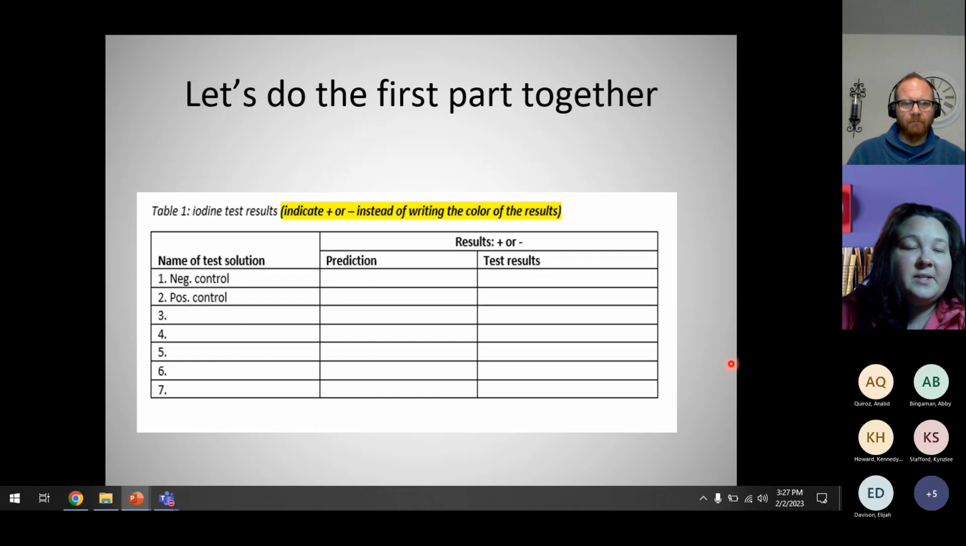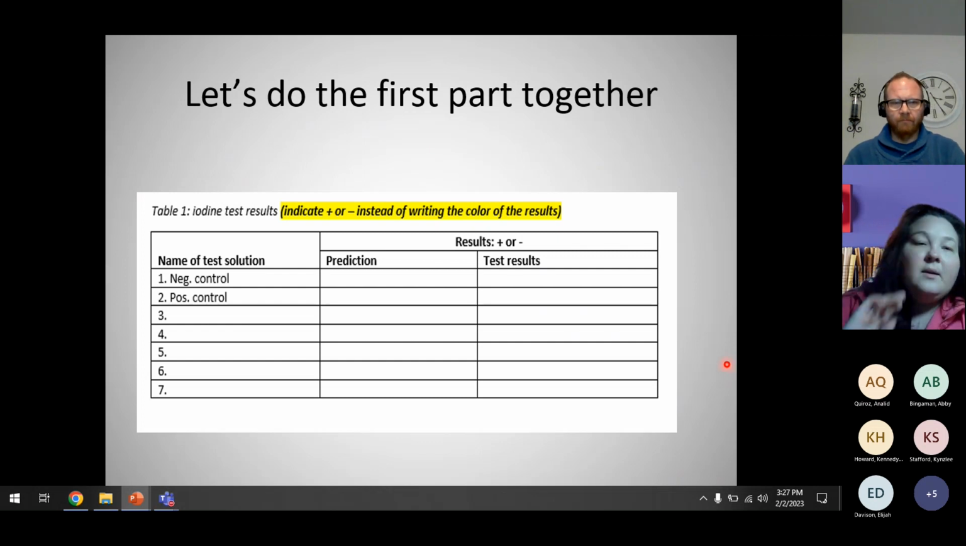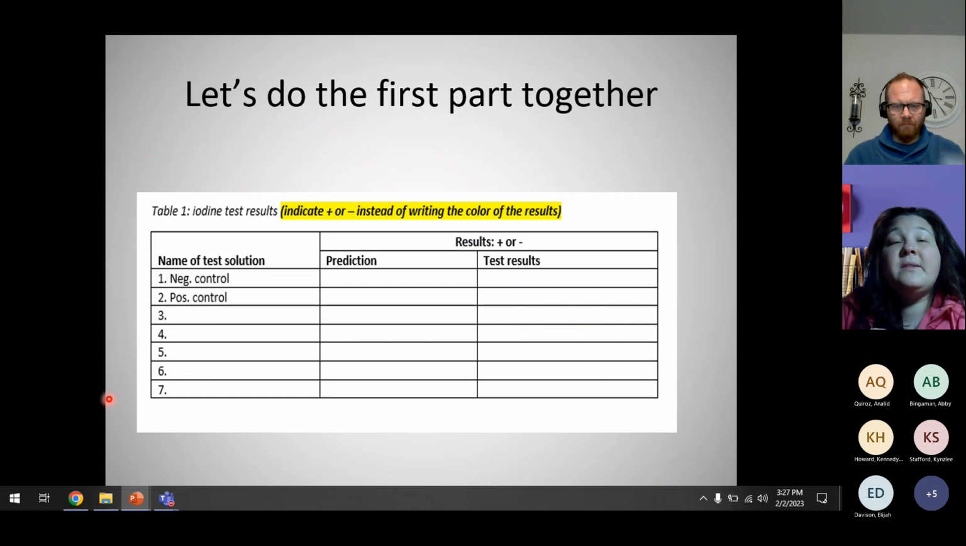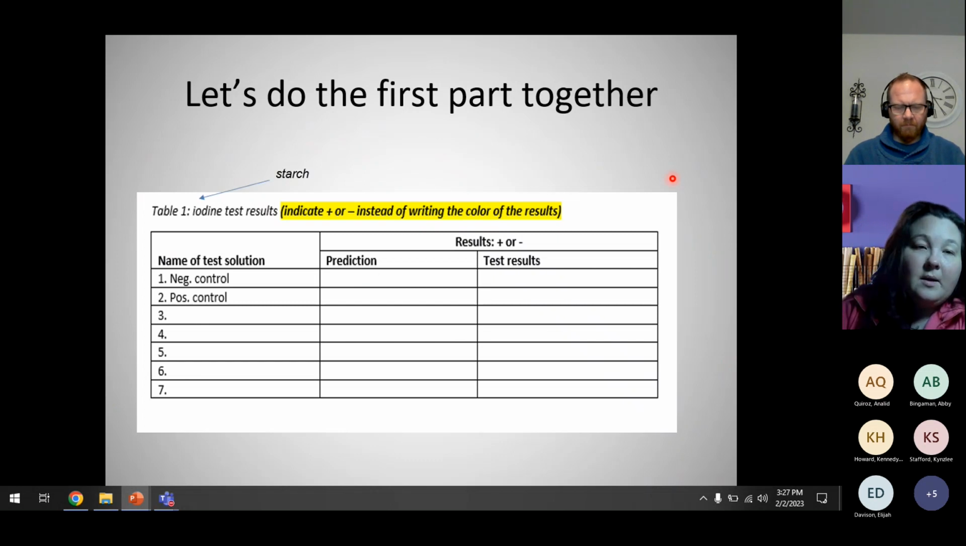All right, let's do the first part together. I hope you have this in front of you. Let's do the test for iodine. So first we're going to write the name of our test solution. I'm going to show you how this is done, and then you're going to do the rest of the tables on your own using the results that you downloaded.